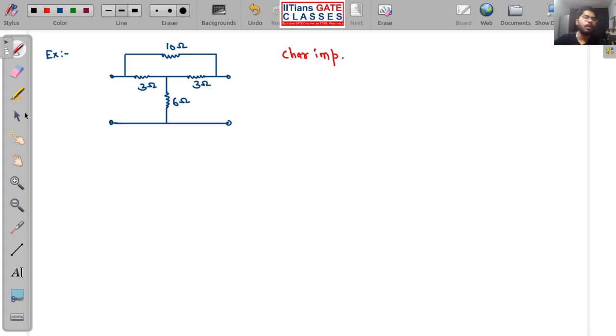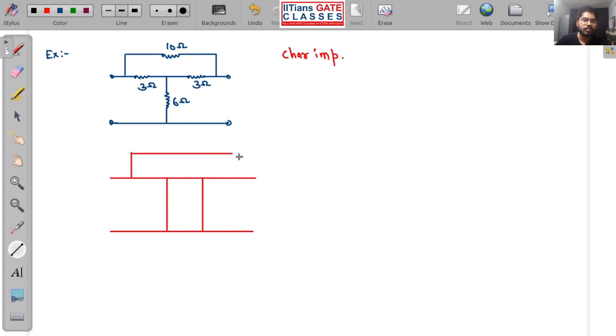So first step is what? Let me first divide this network. So if I divide this network, so my first step is this one only.